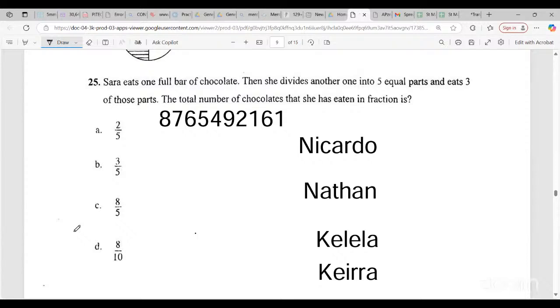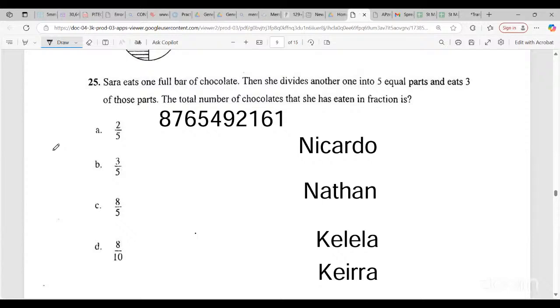And then Kira. Sir, I pick B because it says she ate 3 parts of the chocolate out of the 5 that she split it into, and it wants to know the total she has eaten in fractions. So it will be B, 3/5. All right. Kira, your time.